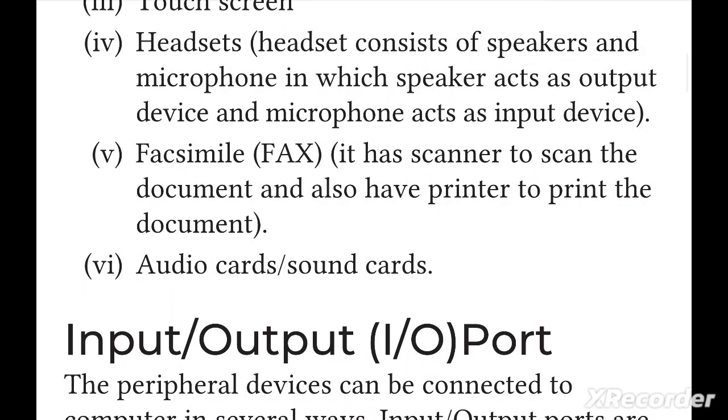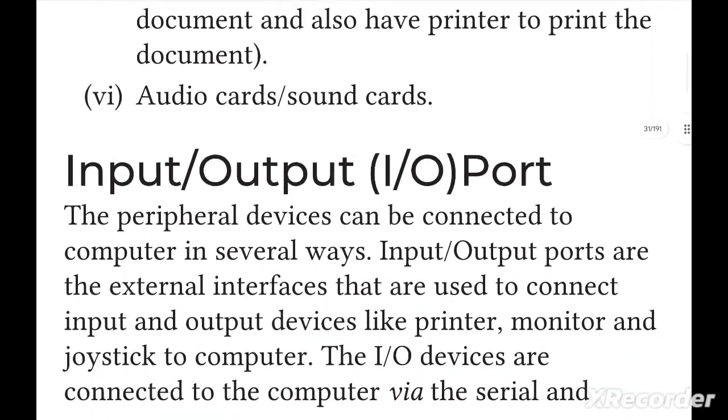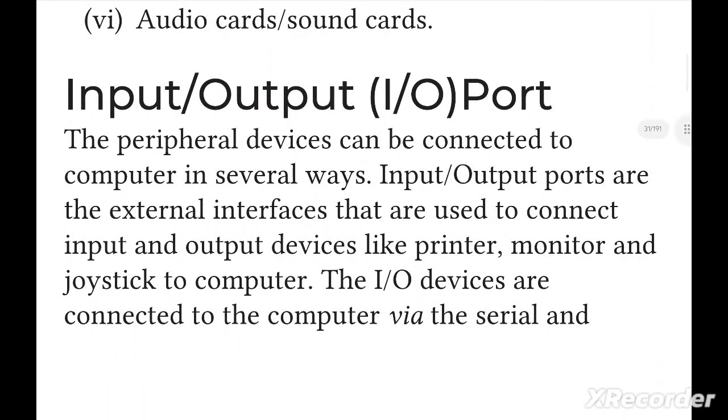Fifth, facsimile, that is fax. It has a scanner to scan the document and also has a printer to print the document. Sixth, audio cards, sound cards. Next, input and output, I and O port.